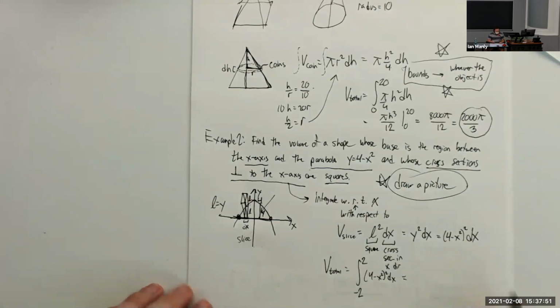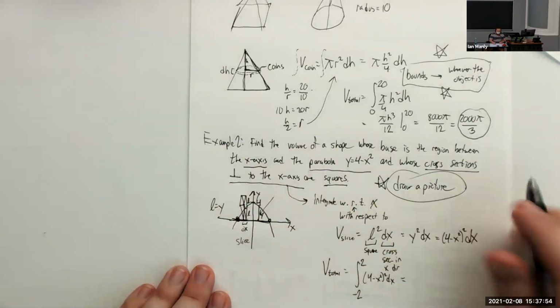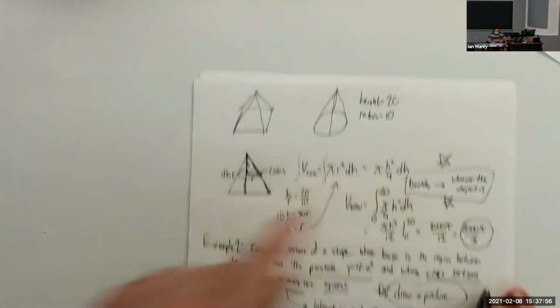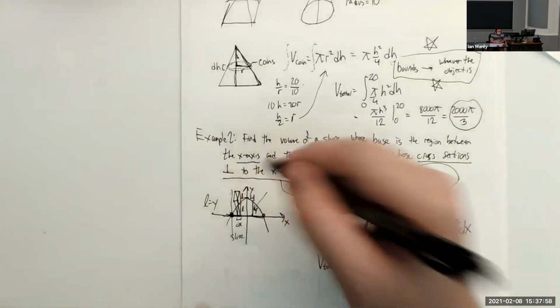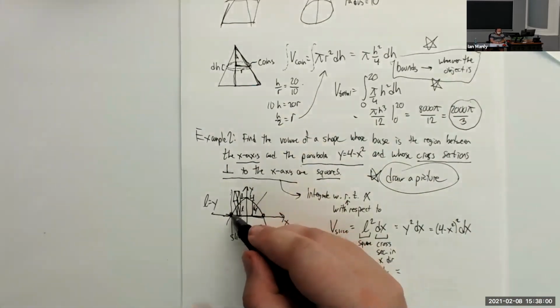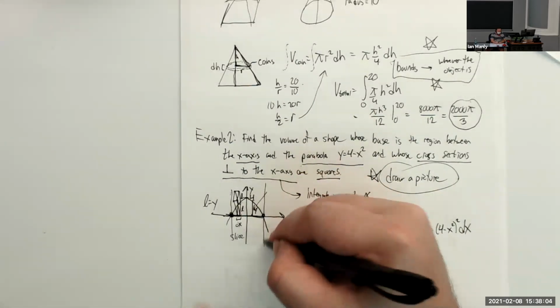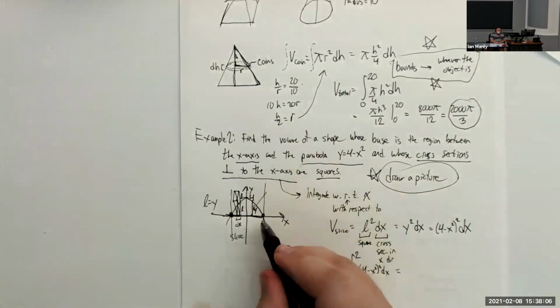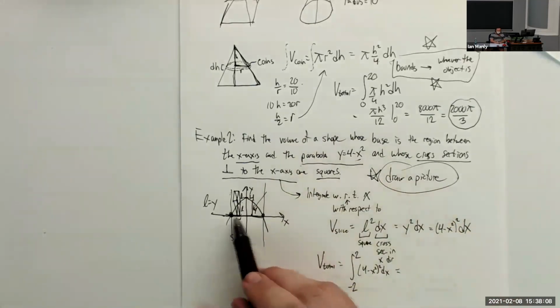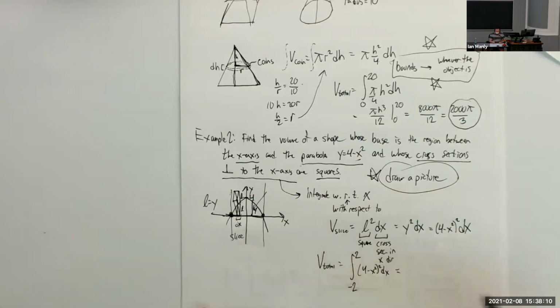Why do we use negative 2 and 2 again? Because, remember, we always want to have the bounds be wherever the object is. And the object starts right here when we're beginning to be under the dome of this parabola but above the axis, and then it stops right here. And we get those by setting this equal to y equals 0, which is the x-axis.